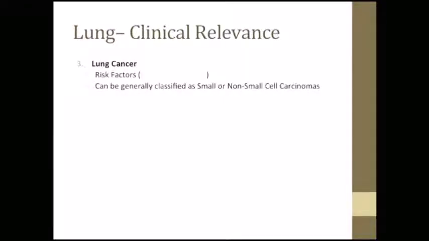So lung cancer. The main risk factor for lung cancer is smoking, and if you're in a rural setting, you might have biomass inhalation as well, so there's the burning of coal. And you can generally classify lung cancers into small or non-small cell lung carcinomas. Small cell carcinomas tend to be rarer, but they have a much worse prognosis. And non-small cell are more common, and they're easier to treat.